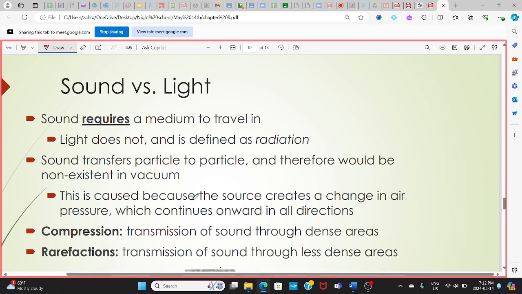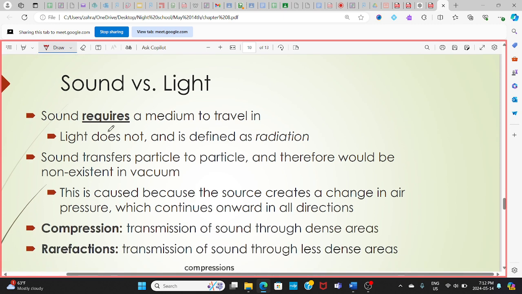Now, sound versus light. Sound requires a medium to travel, right? Without a medium, you cannot speak. Light doesn't. And how do I know? Just imagine the sun and earth. There is empty space between the sun and the earth, right? But the light travels from the sun to the earth, which means it doesn't really need a medium.